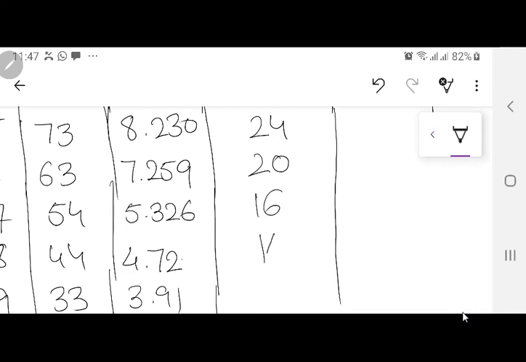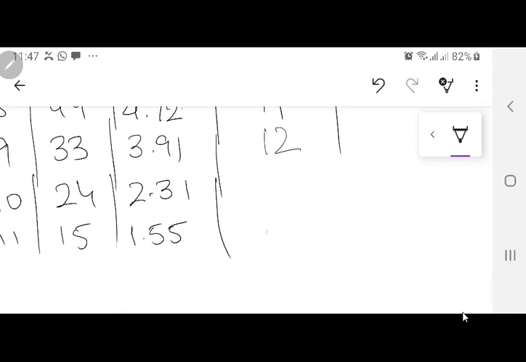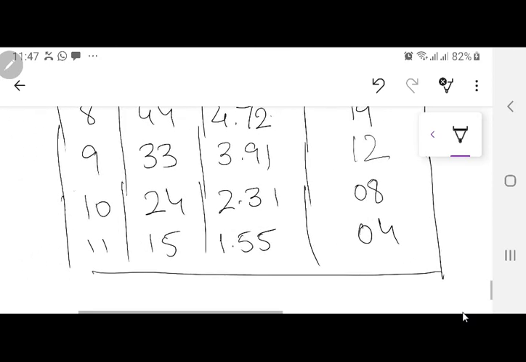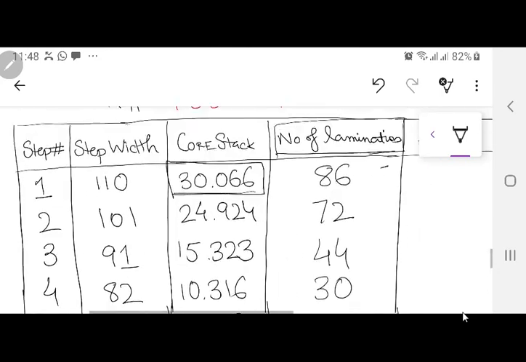Next is 14. Okay. After 14, 12. Next. After 12, 2.31 divided by 0.35. 8 and 4. Okay. So this is your number of laminations. Now what this table is telling you is that you are going to ask your worker, please cut 15 mm width, and the core stack width is 1.55 mm, and he has to cut 4 laminations. Similarly for all the 11 steps the data is there.